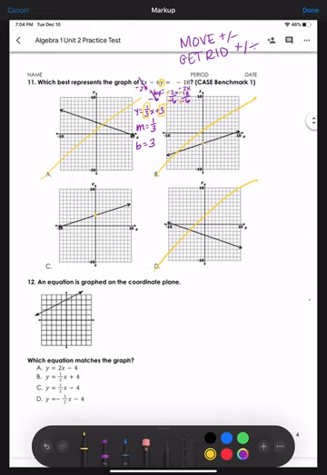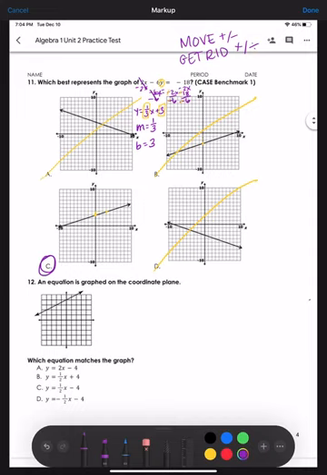Now, before I just circle it, I also want to make sure that my slope is right. Otherwise, maybe I made a mistake with a sign. So I'm looking for up 1 over 3. So up 1 over 1, 2, 3. Yes, that's correct. So C must be the right answer because it has the right intercept, the right slope, and it's going the right direction, all those things.